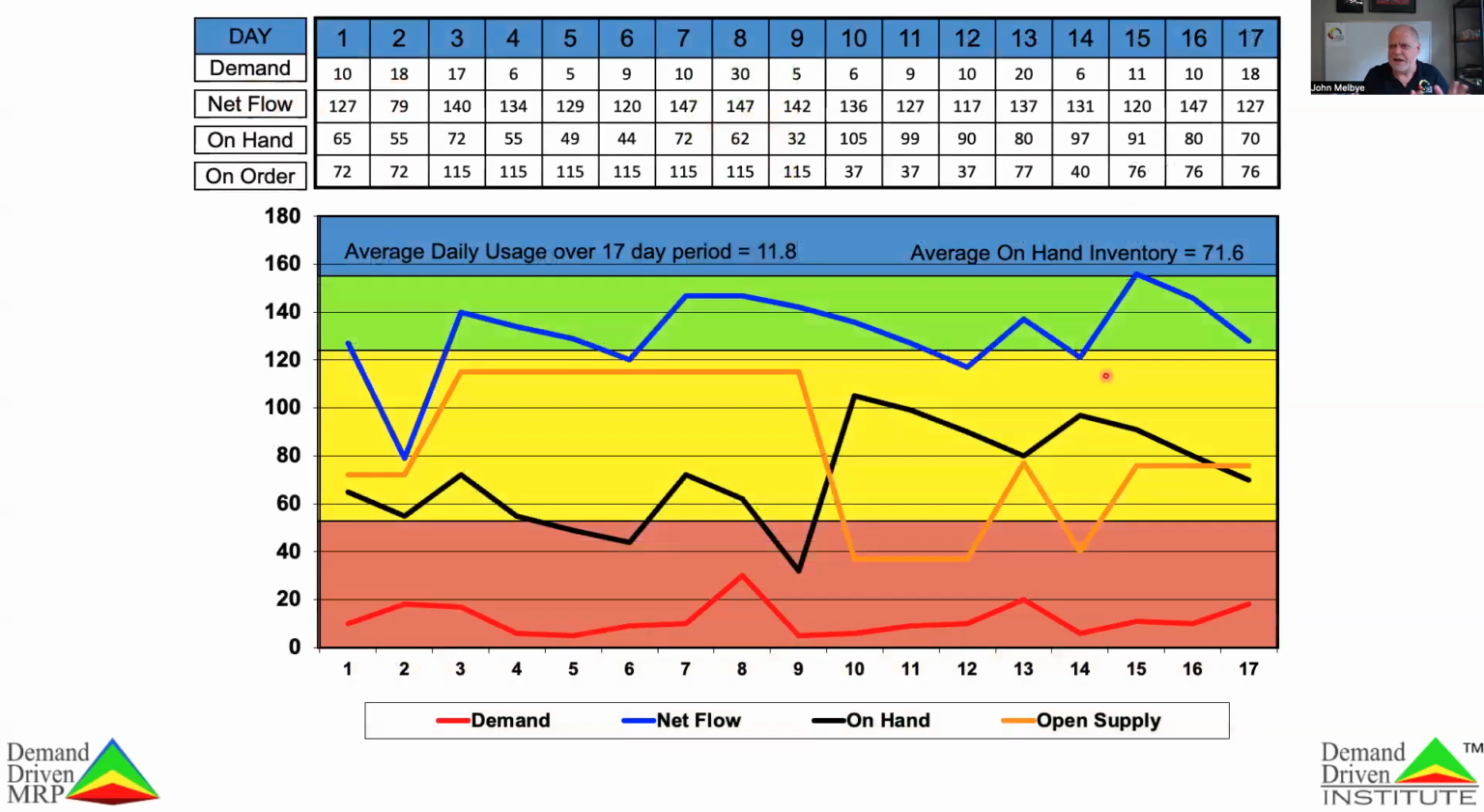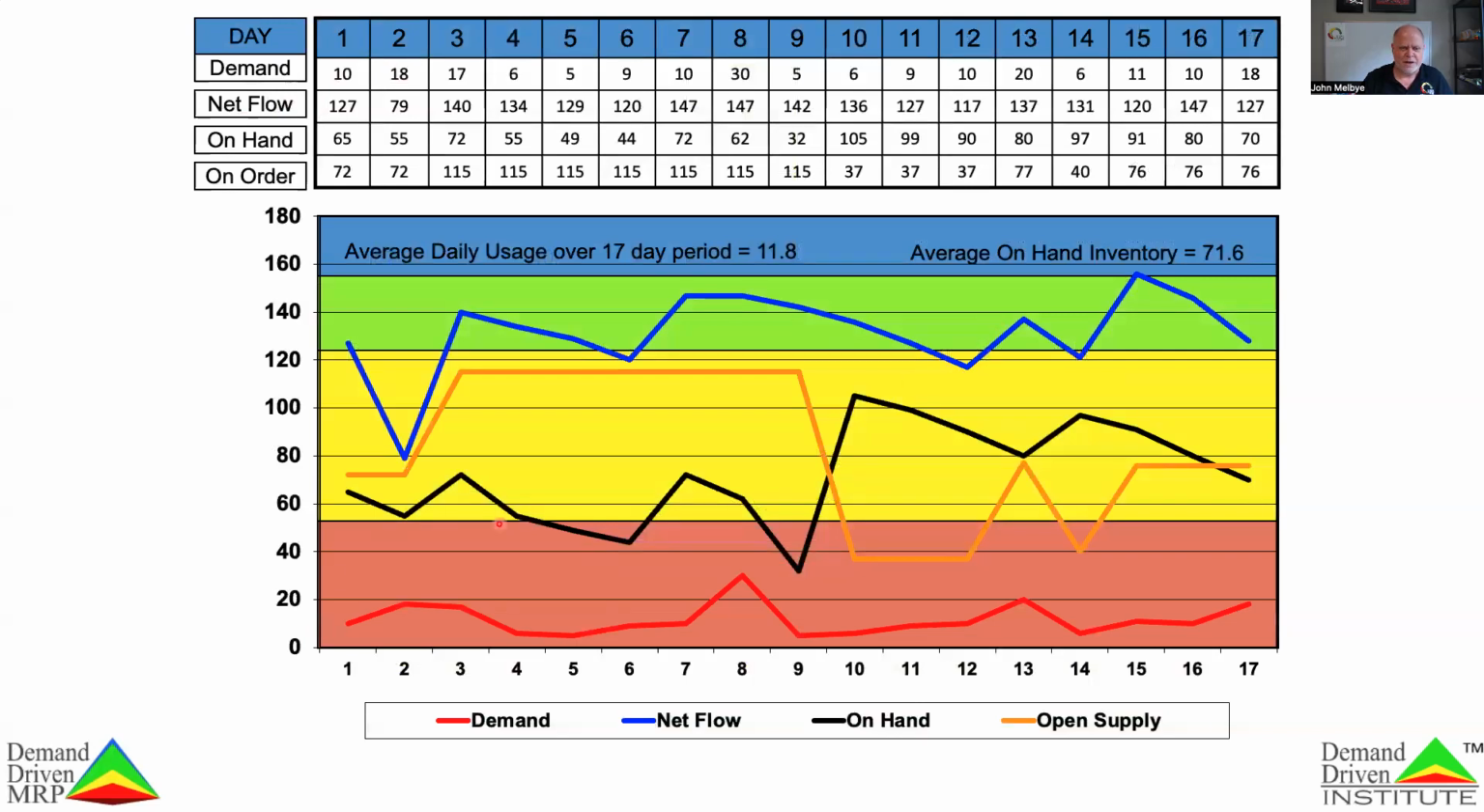So you can kind of see how the days progress if you're a buyer or a planner, what kinds of things you're looking at. And one of the cool things about DDMRP is we can now look at history and see how we performed. My net flow, when I break into the yellow, I order and get myself into the green. I break into the yellow, I place an order. I break into the yellow, I place an order.